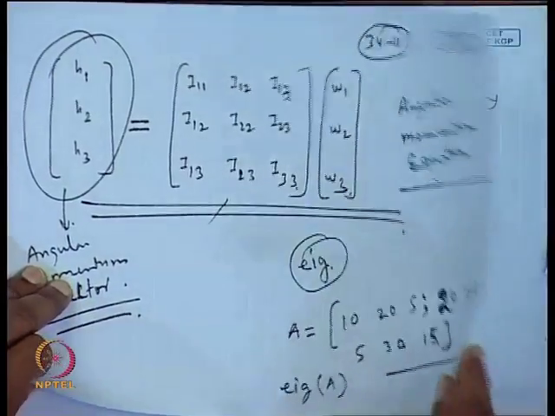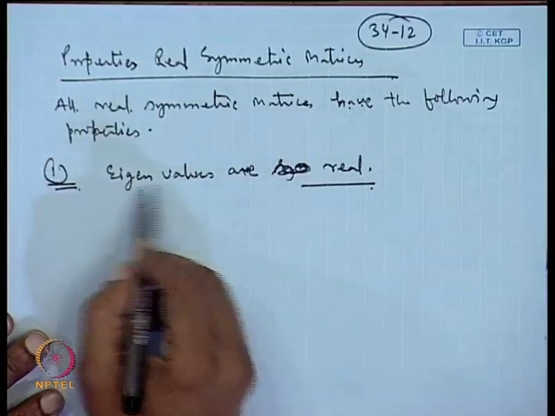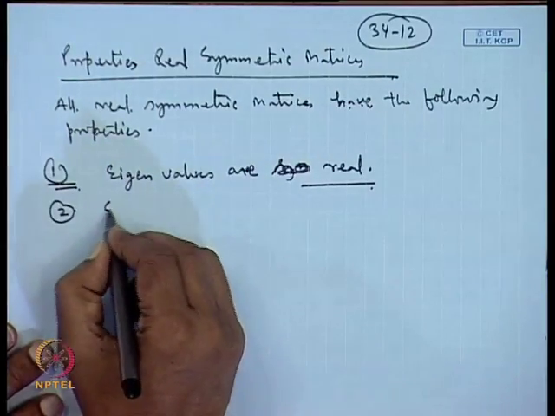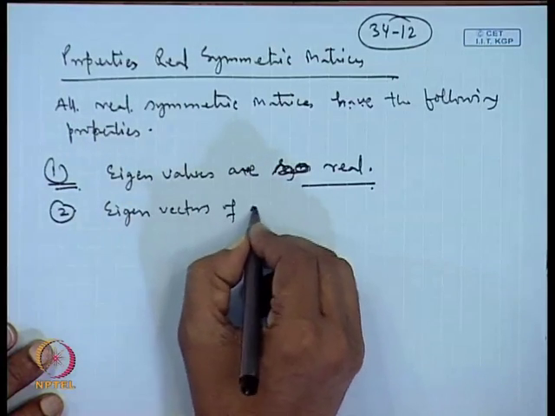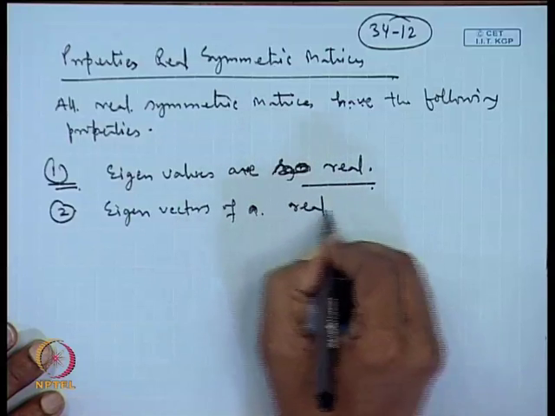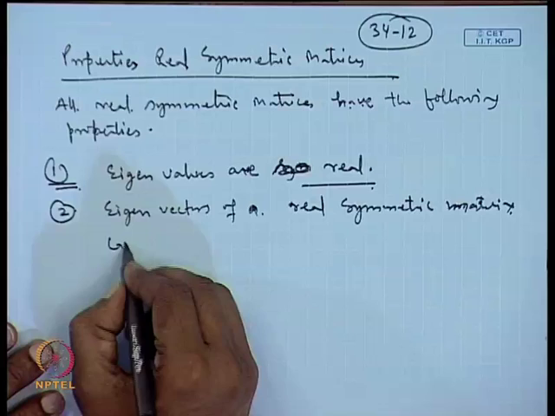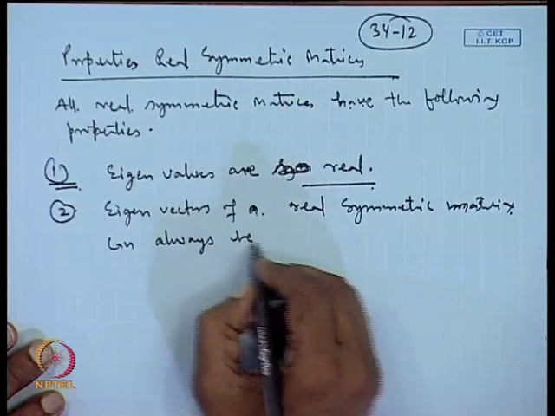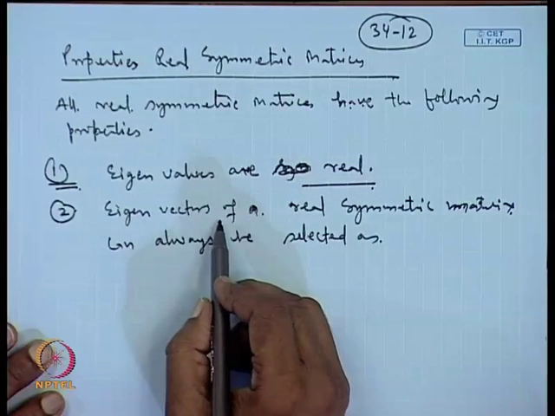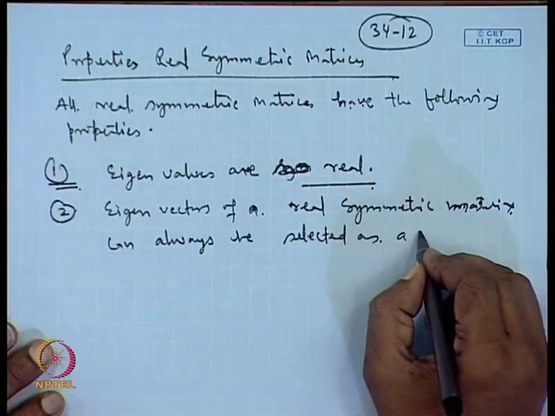So, the eigenvalues of this matrix signify the principal moments of inertia. Okay. So, if you diagonalize this matrix, you get the principal moments of inertia, and the corresponding eigenvectors indicate the direction of these principal moments of inertia. So, in which direction it is lying, that direction you can obtain with respect to a certain x. So, we list the first property as the eigenvalues are real. So, eigenvectors of a real symmetric matrix can always be selected as real.